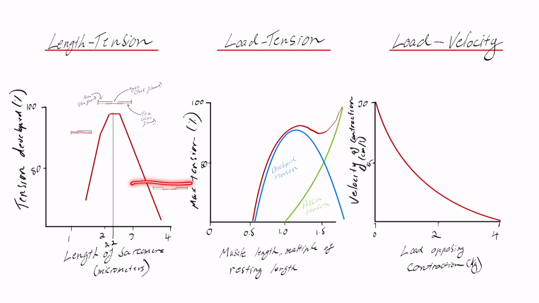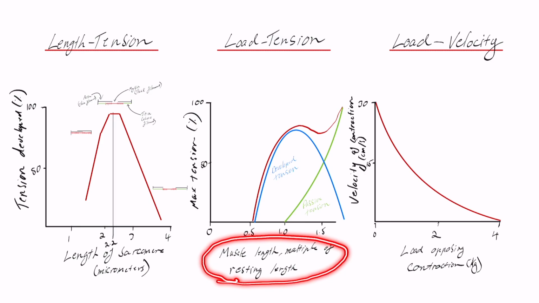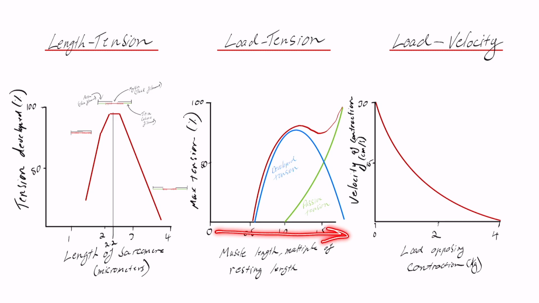Now, this graph relates to the next graph because we talk about load tension relationship here. And load tension relationship is interesting because we can talk about our max tension on our y-axis here, and then we talk about muscle length in multiples of resting length here, and this is a surrogate for load because as load increases, our length will also increase.